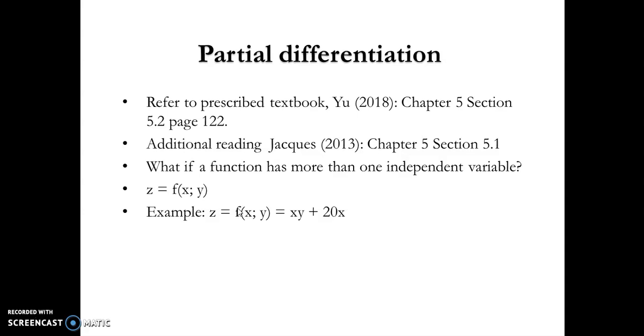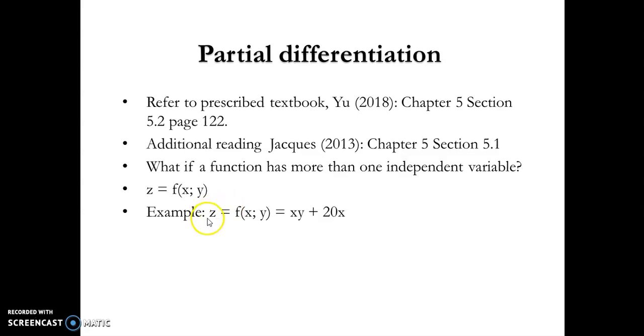Now, in second year, you're going to be exposed to a number of functions that have more than one independent variable. In microeconomics, you will see this week that utility, for instance, is going to be a function of the consumption of good X and good Y. For example, the example this week is that of food and clothing. Then in chapter 6 of microeconomics, you will find that production is a function of labor and capital. These are just examples of how partial differentiation is going to help you solve those optimization problems.